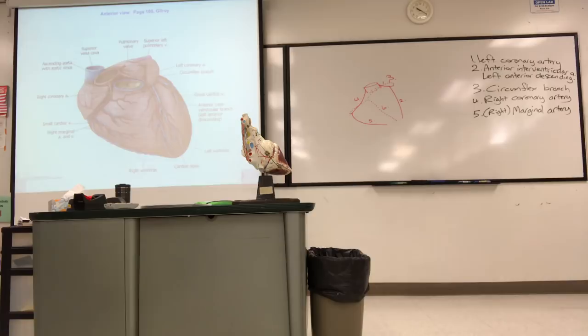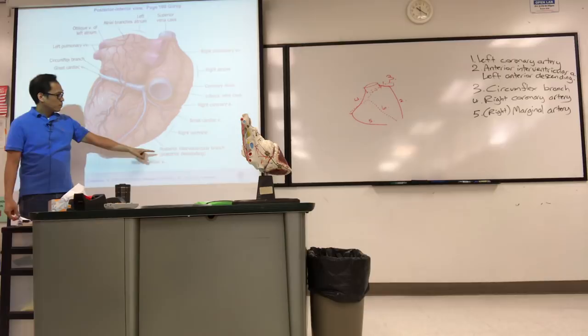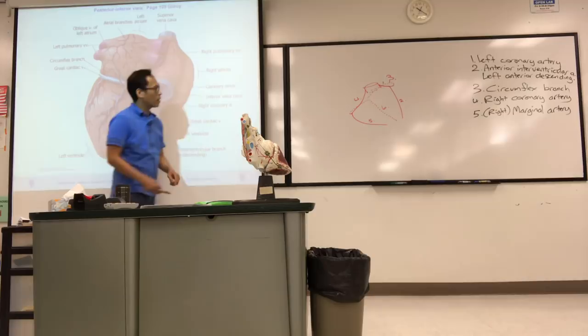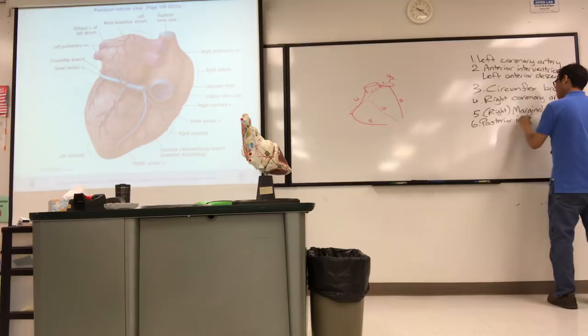So you go around back. You got this view. So here's where we picked it up. RCA, right coronary artery, and gives a branch down to here. It's called posterior interventricular artery, or a branch, whatever you want to call it. Number six.